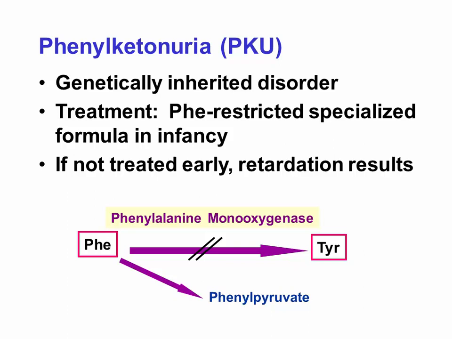Okay, a few other little trivial bits about amino acids. You've heard of PKU, right? Phenylketonuria. This is one of several inborn errors of metabolism around amino acid metabolism. And it's a genetically inherited disorder. It involves a defect in the enzyme that metabolizes phenylalanine, which is phenylalanine monooxygenase.